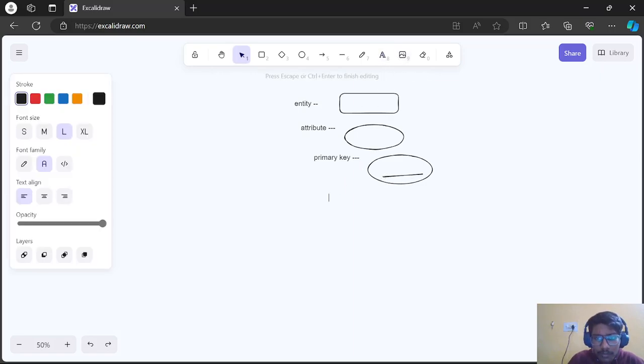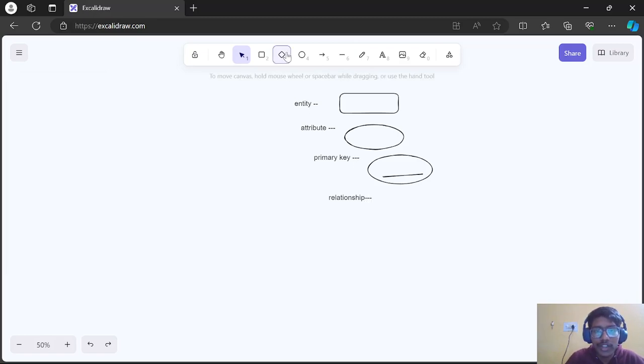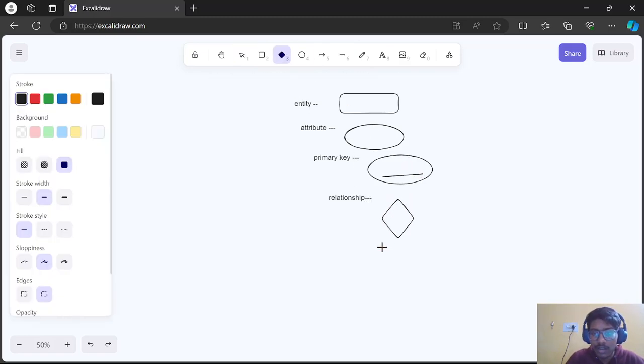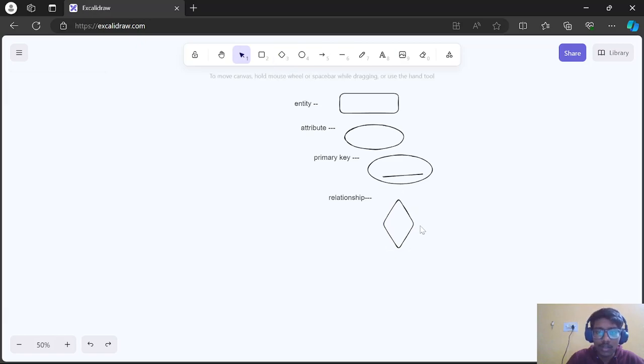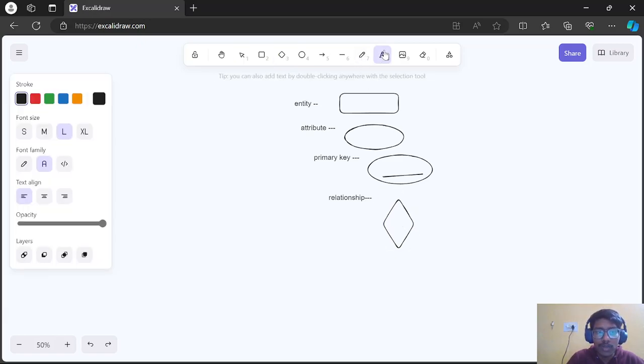And then, how is a relationship represented in a diagram? That is using a diamond. And how is a multi-valued attribute represented in a relation?